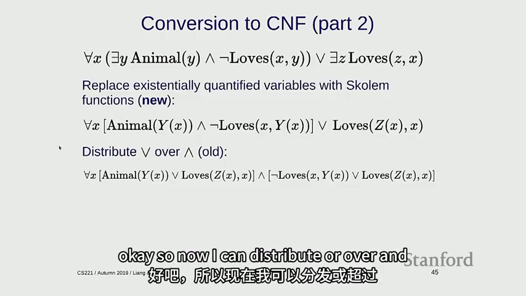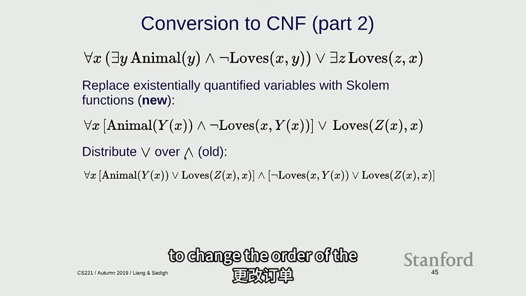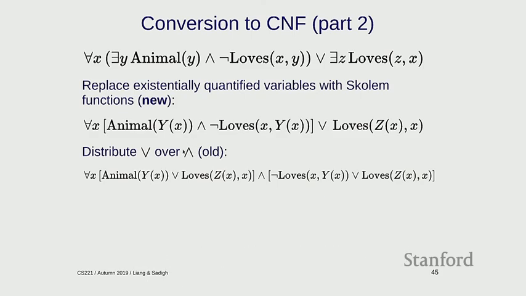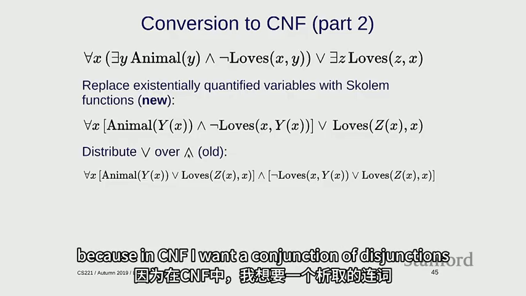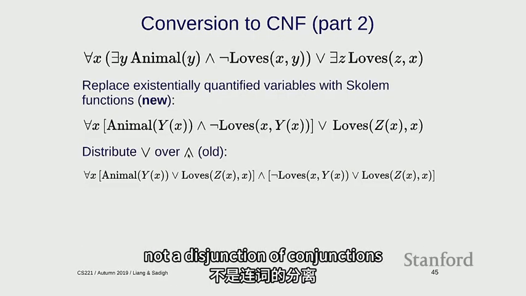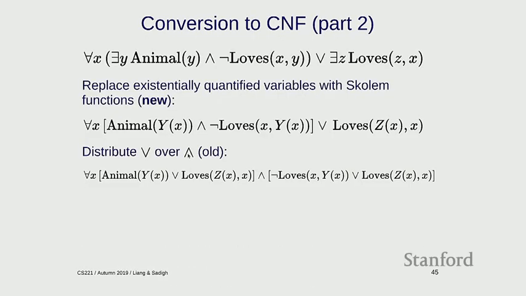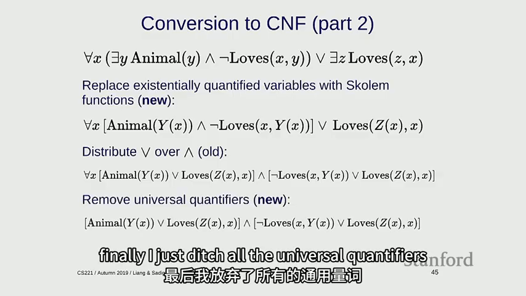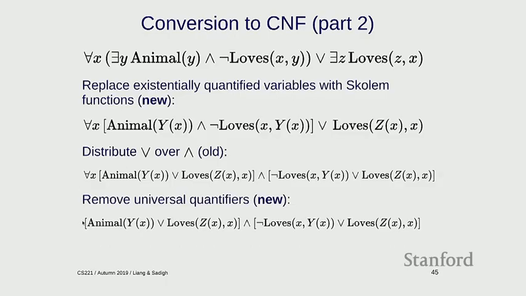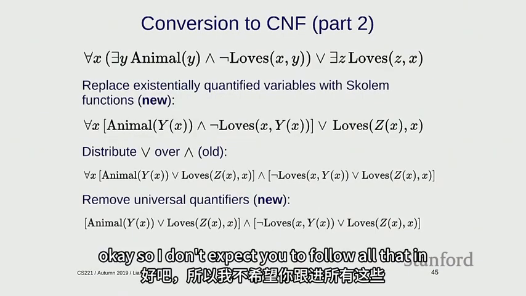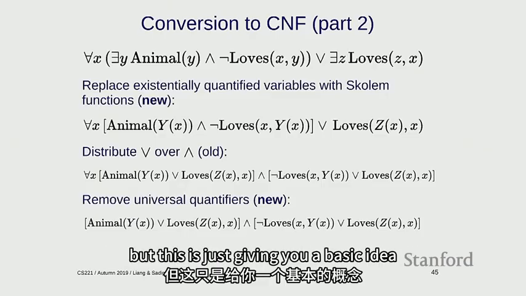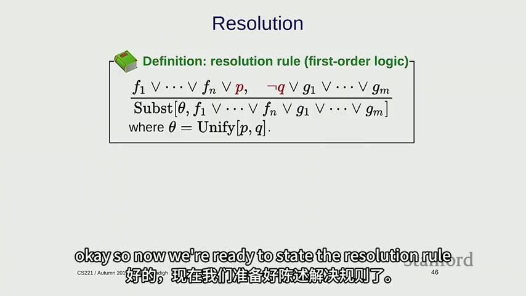Okay, so now I can distribute or over and to change the order of these connectives, because in CNF I want a conjunction of disjuncts, not a disjunction of conjuncts. And finally, I just ditch all the universal quantifiers. Okay, so I don't expect you to follow all that in complete detail, but this is just giving you a basic idea. Okay, so now we're ready to state the resolution rule.